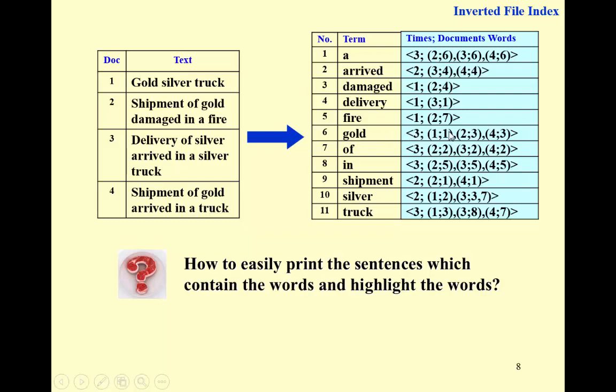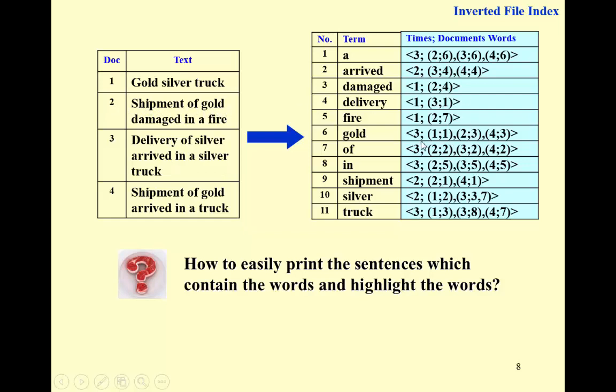Okay, 1 means in the first document, it's at position 1. It's the first word. So let's check. So indeed, gold is the first word in the first document, right? And in the second document, it's at position 3. It means that in the second document, 1, 2, 3, it is the third word.